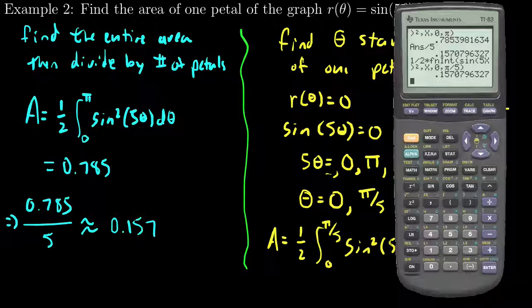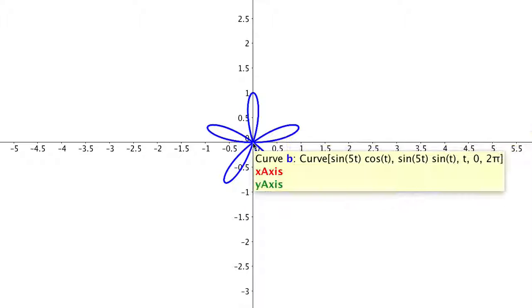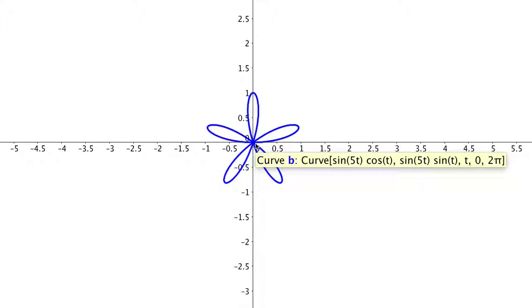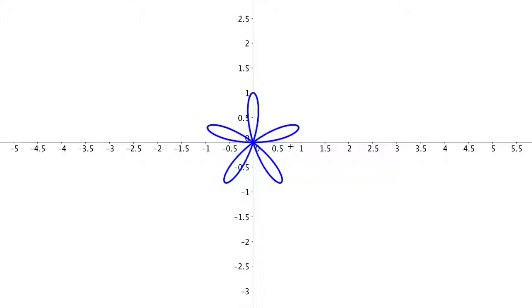Let's look at the graph. So this one looks like that. As you can see, there are 5 petals, and one petal starts at a theta of 0 and comes around, and the next time it hits the origin is at pi over 5.